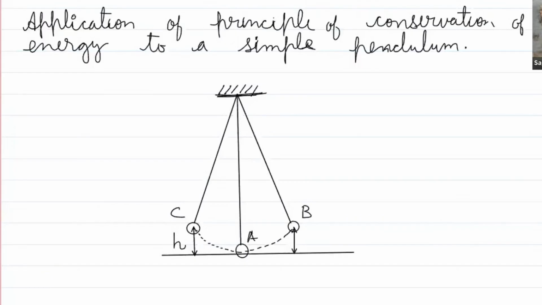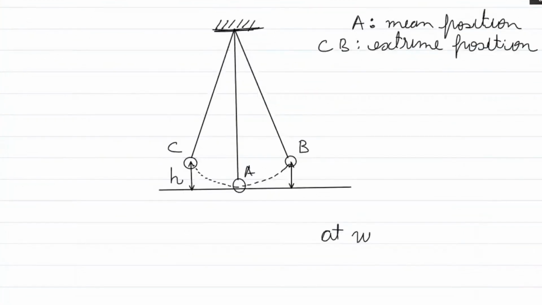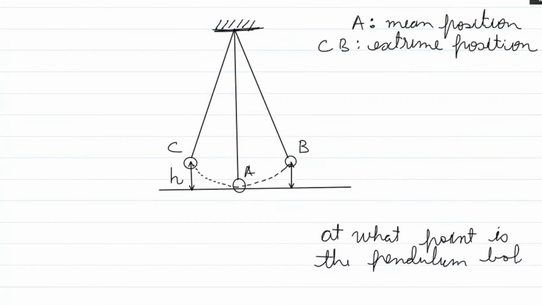So what you see is a pendulum that is oscillating, from C to B. Now A is called the mean position of the pendulum, and C and B are called the extreme positions. At what point is the pendulum bob having a maximum velocity? Is it at A, or is it at C or B? Where is the velocity maximum? Okay, so A is correct.